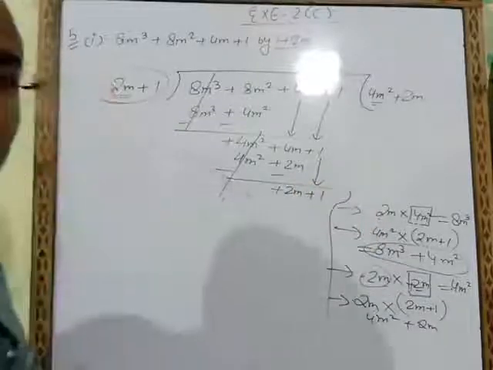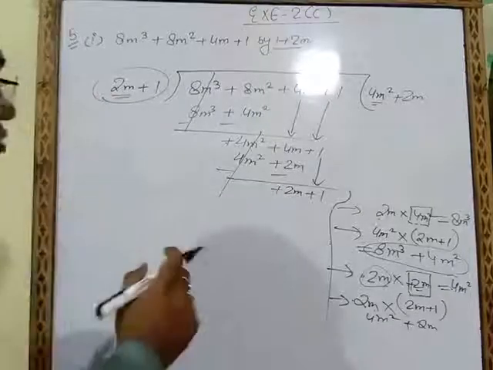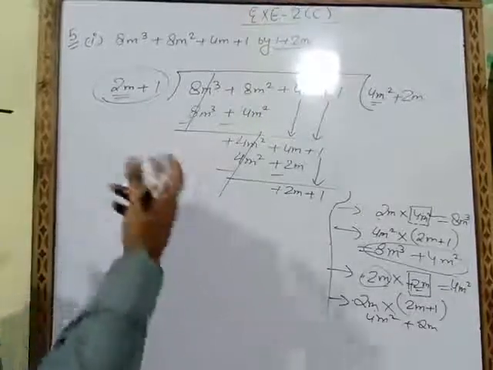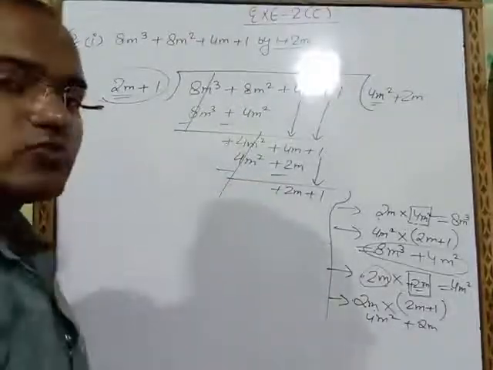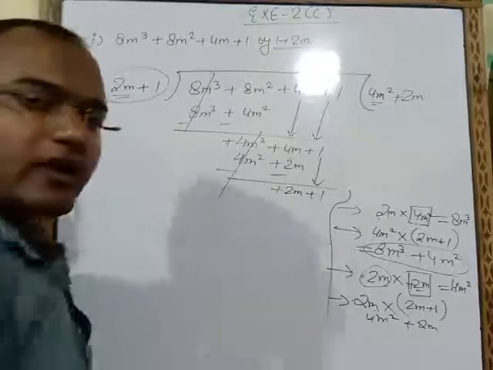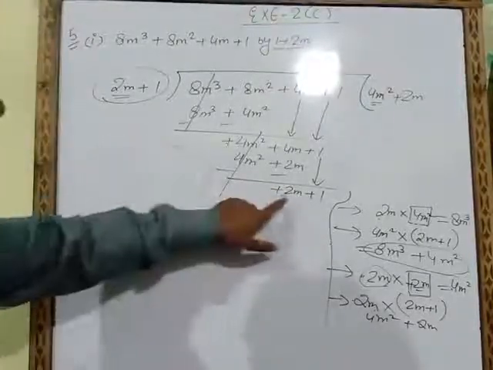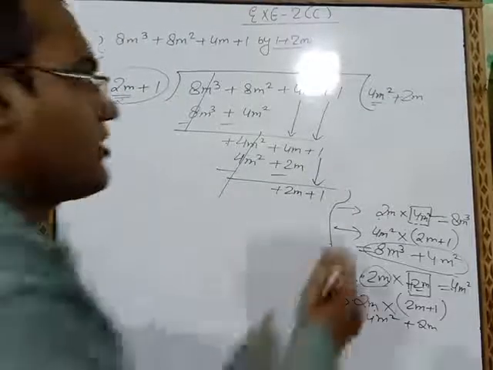Again we will do the same work. What is this first term? 2m, and here it is 2m. So this 2m we have to multiply by 1. When we multiply 2m with 1, the answer will be 2m. So in order to get this 2m, we have to multiply this 2m with 1. So here you have to take 1.